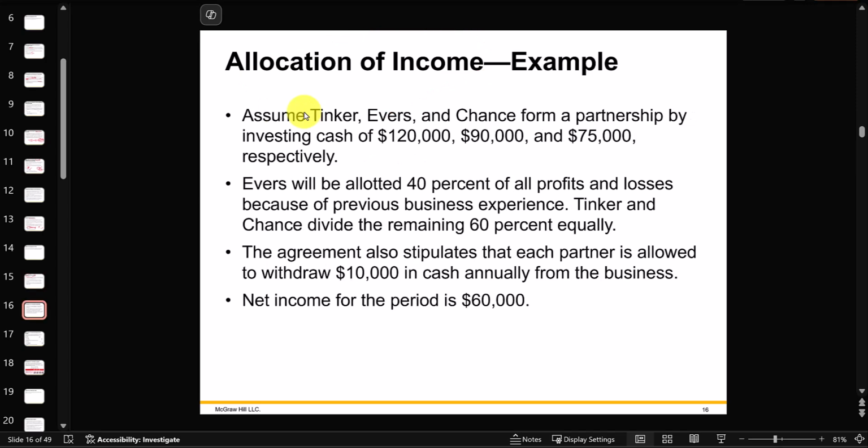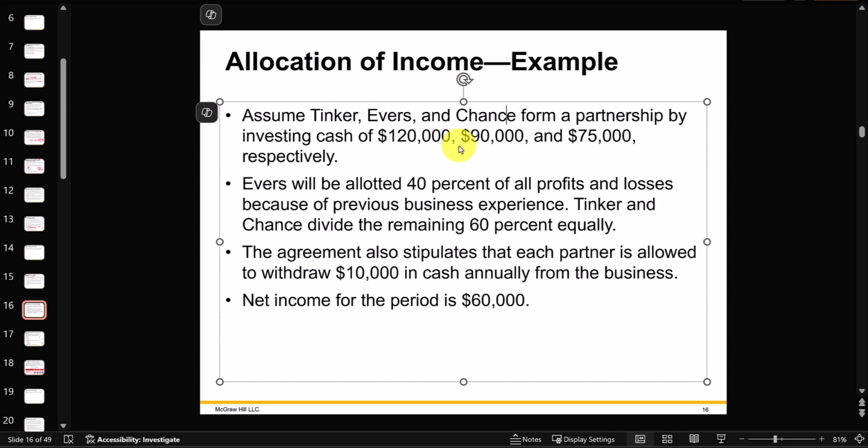Let's take a look at an example here. We have three partners. That's Tinker, Evers, and Chance. And what they've invested so far in the business, like we've seen as capital contributions, is this 120, 90, and 75. It doesn't have to be the same amount. It always can be changing because partners are always maybe adding additional contributions or taking out withdrawals. Remember, eventually those are closed out, reducing the capital accounts. But now we're allocating income among the partners, which is going to be increasing these capital accounts.